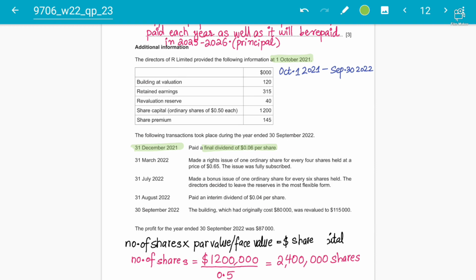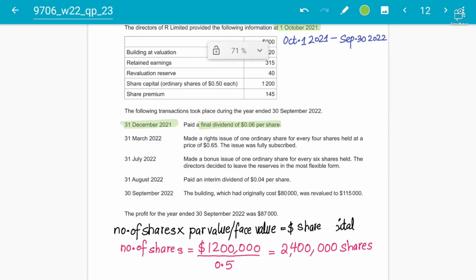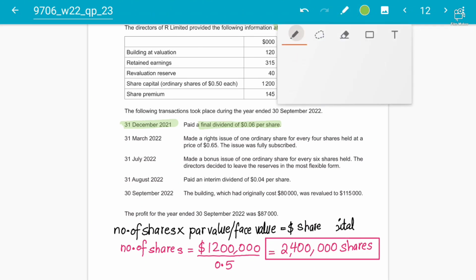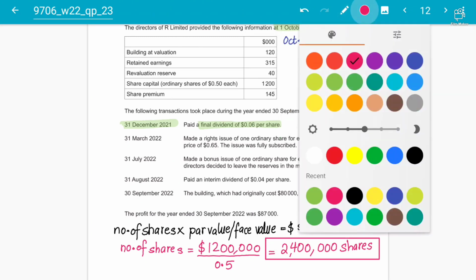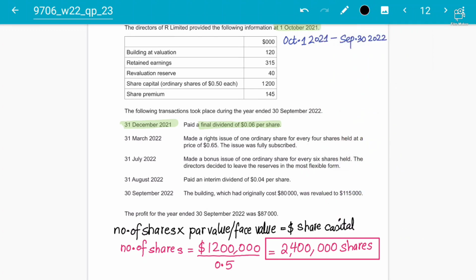So it's very simple, and students need to understand, as I have covered dividends already on my channel as well, that when you are paying dividend per share, you have to multiply with the number of shares, and that is where this 2,400,000 will help students. So that is share capital, and let's work on the first one.